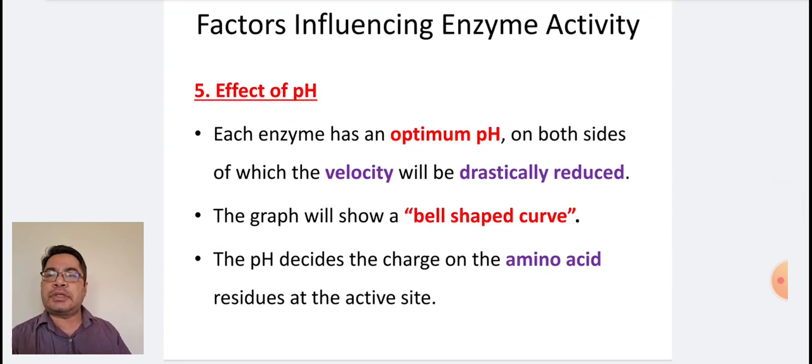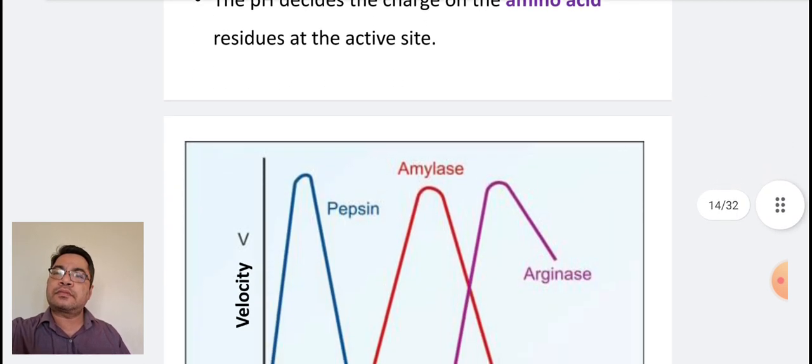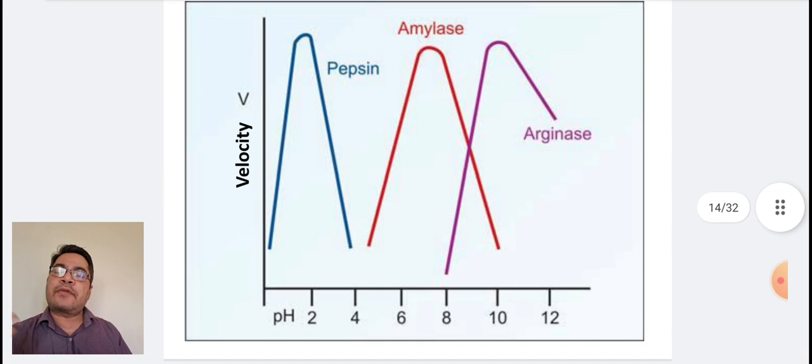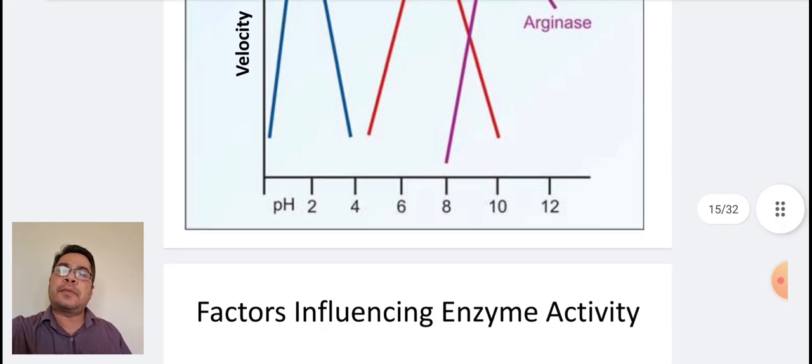Next factor is pH. Each enzyme has an optimum pH on both sides of which the velocity will be drastically reduced. The graph will show a bell-shaped curve. The pH decides a change in the amino acid residues at the active site. In this graph, we can see that pH is plotted against velocity, and bell-shaped curves of pepsin, amylase, and arginase are obtained.